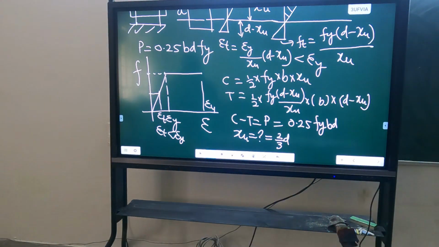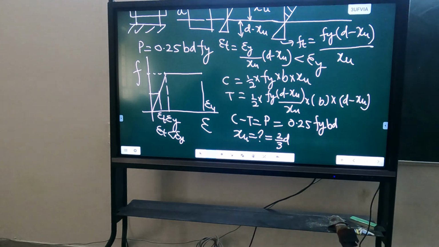For D also we are getting two values? D equal to this much and D. No, D you can't get two values. D is fixed, D is a given dimension. So D you don't have to evaluate, you have to evaluate XU. You will get the value of XU, not D. D is already given.